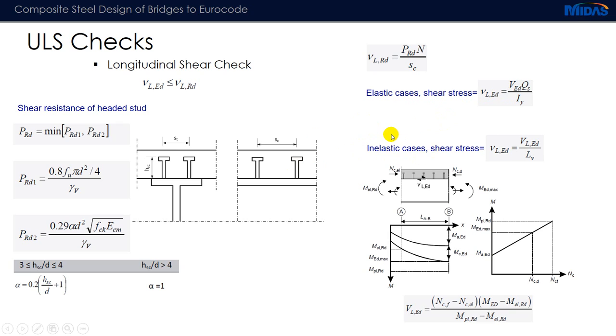And for inelastic cases or plastic cases, we actually calculate the shear stress corresponding to the plastic capacity of the structure. So we calculate as if there was plastic actual force flowing through the slab and the flange, the steel flange. So the difference between the steel flange axial force and the slab axial force will determine the longitudinal shear being carried by the shear connector. So that will give us the shear stress to be used for this check. So once this check is satisfied, we can say okay, the longitudinal shear connectors are having the right proportioning.